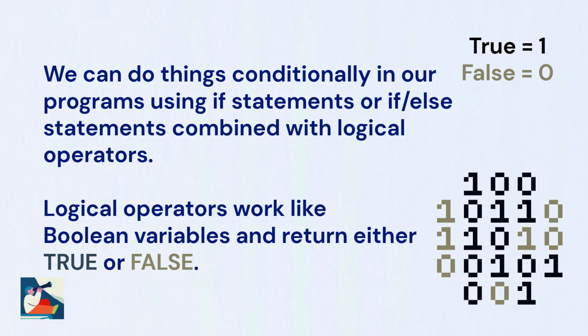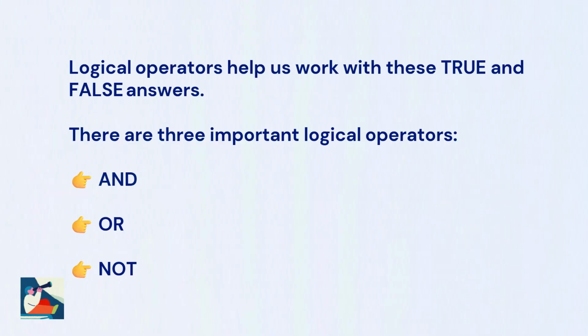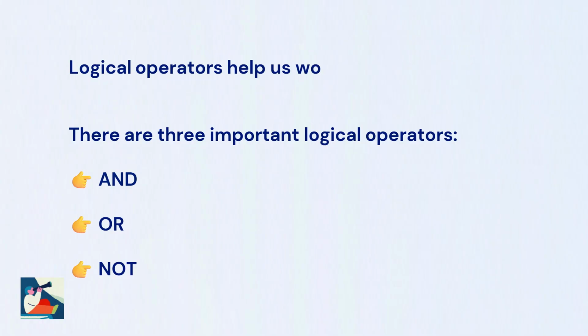Let's look at a few examples. Is the sky blue? True. Is fire cold? False. Do cats have 4 legs? True. Logical operators help us work with these true and false answers. There are 3 important logical operators: and, or, not. Let's understand them one by one.